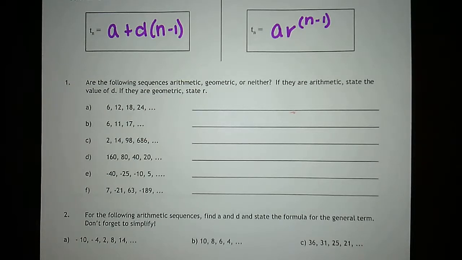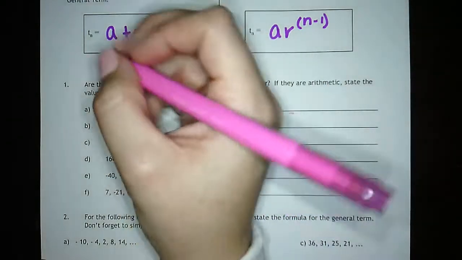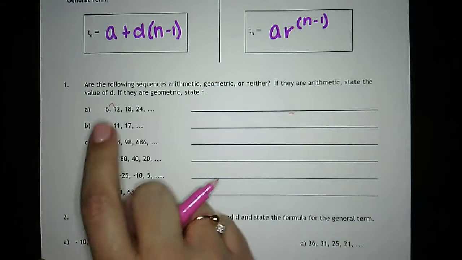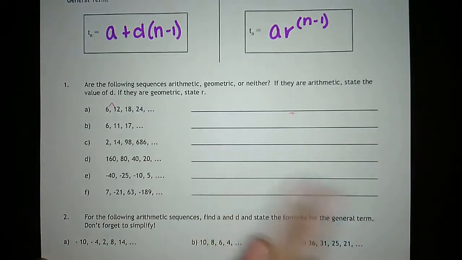It says, are the following sequences arithmetic, geometric, or neither? If they are arithmetic, state the value of D. If they are geometric, state R. So looking at this, I'm going to use a thinner pen. We're going to do the difference. So part of this is that you can kind of glance at it and see if it's going to be adding and subtracting or multiplying and dividing.